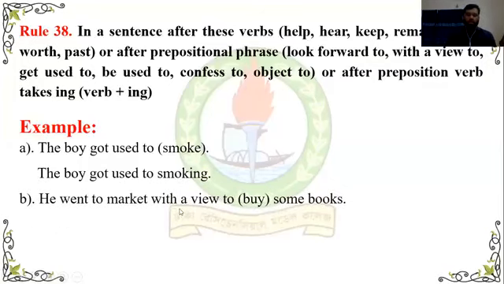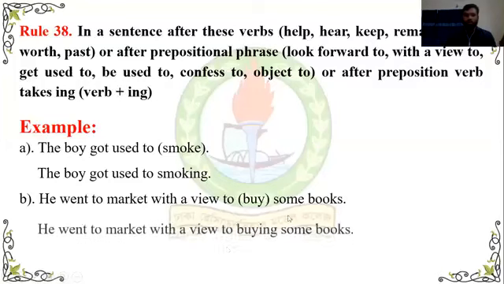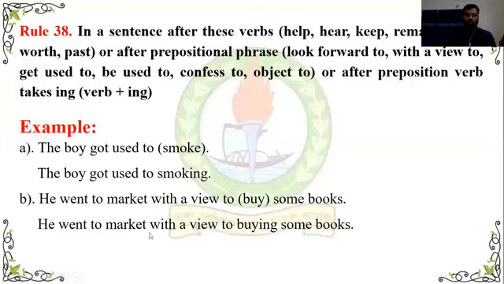Next, he went to market with a view to. So here you see with a view to is also a prepositional phrase. So here we use verb plus ing. So he went to market with a view to buying some books. So after any kind of preposition or prepositional phrase, you have to use verb plus ing.